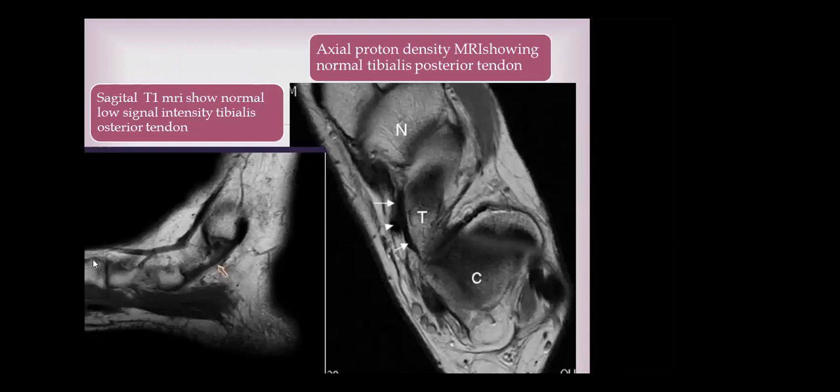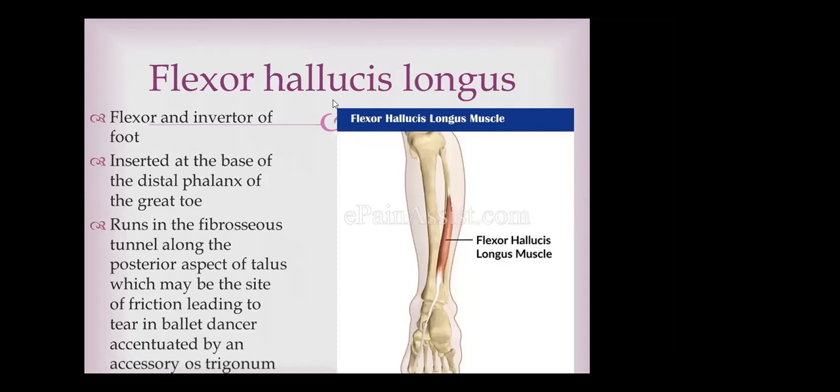This is also MRI. This is a sagittal view that shows the tibialis posterior, which passes behind the medial malleoli. And this is also the tibialis posterior tendon. The flexor hallucis longus, which is part of the posterior flexor compartment, is responsible for flexion, inserted at the base of the distal phalanx of the great toe, and runs in the fibro-osseous tunnel along the posterior aspect of the talus, which may be the site of friction leading to tear in ballet dancers, accentuated by the accessory os trigonum.